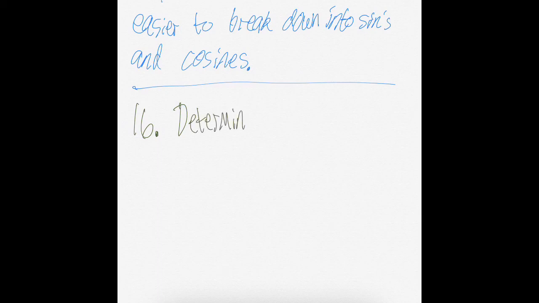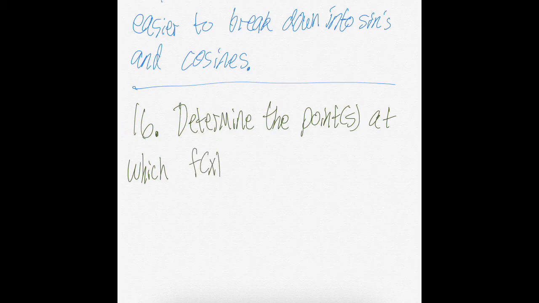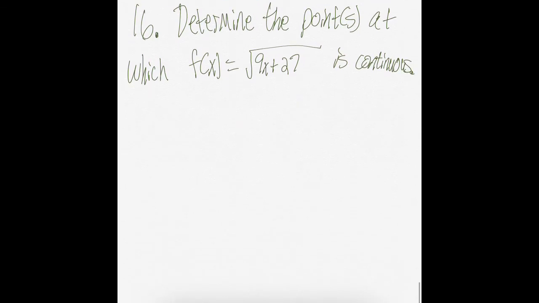Problem 16 asks to determine the points, well, point, and then in parentheses asks, because maybe it's just one point, maybe it's more than one, I don't know. The points at which, okay, so the function is f of x equals root 9x plus 27 is continuous. Okay, so determine the points, or maybe just a singular point, at which this function is continuous.